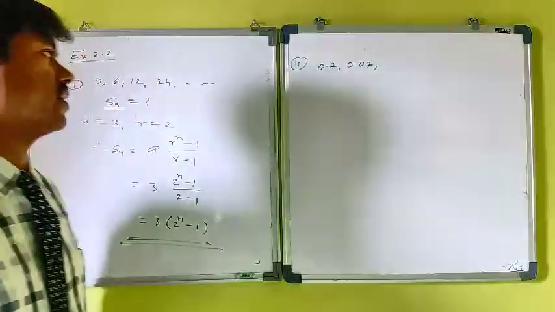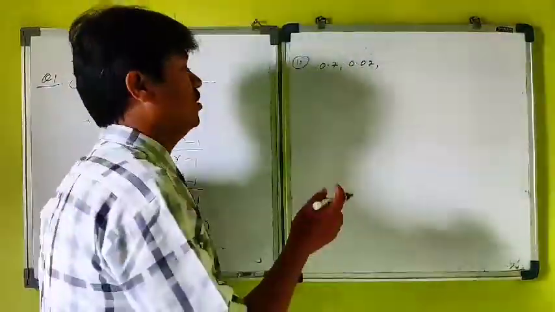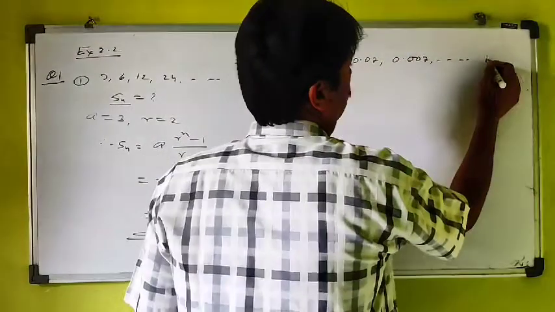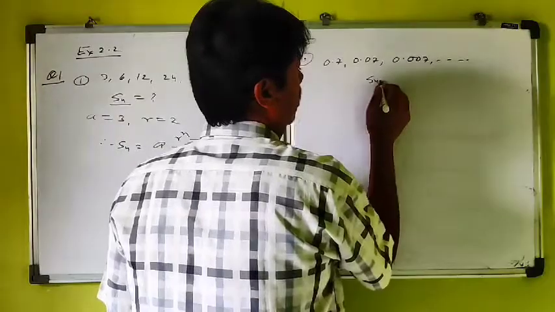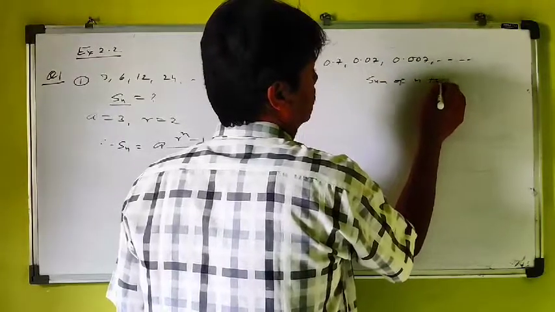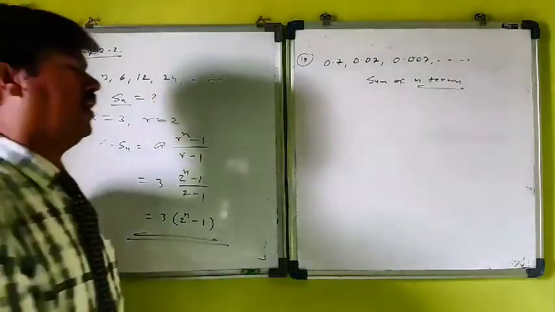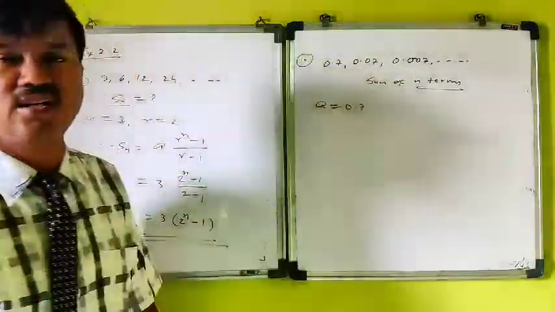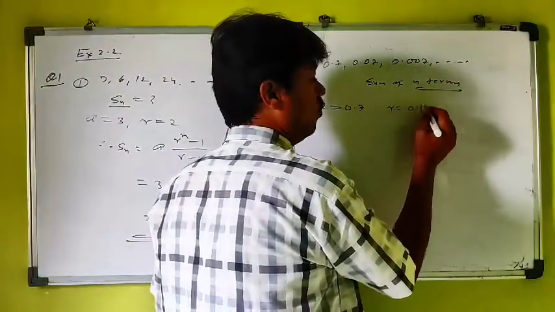Yes. So the next sum is the third sum: 0.7 plus 0.07 plus 0.007 like this. What is the sum of n terms? Sum of n terms क्या होगा? So again, it is clear cut from this. So A is 0.7. What is the common ratio? If you divide this, it's 0.1. So R is 0.1 here.